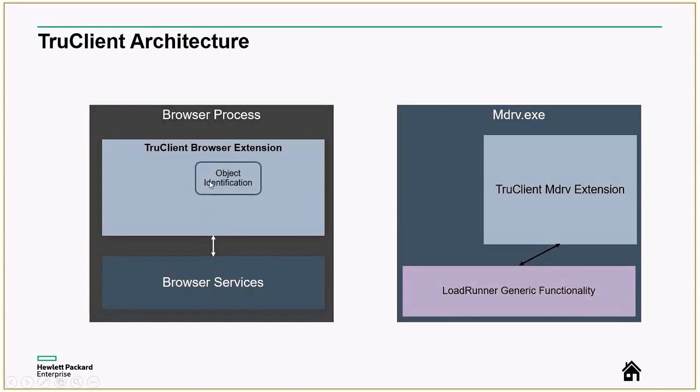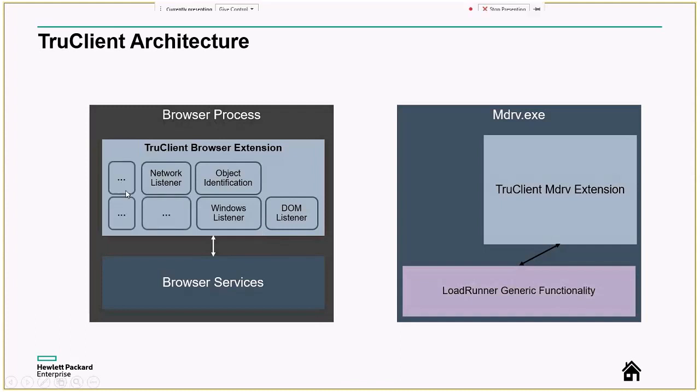So inside this browser extension, we have logic such as object identification, for example, and we have all sorts of modules that are basically interacting with the browser, like a network listener in order to determine whether HTTP responses are done, for example, or a Windows listener in order to identify if a new window or a new tab was opened, or a DOM listener in order to understand if the user or some event happened in the application. So all these are actually modules, and there are a lot more of them. I just wanted to illustrate that.